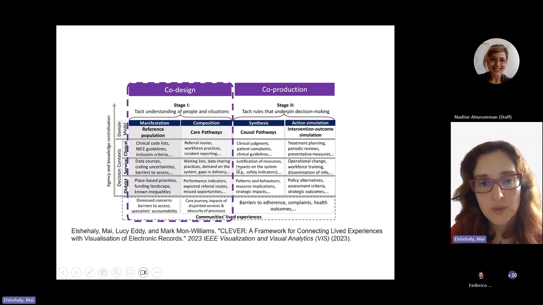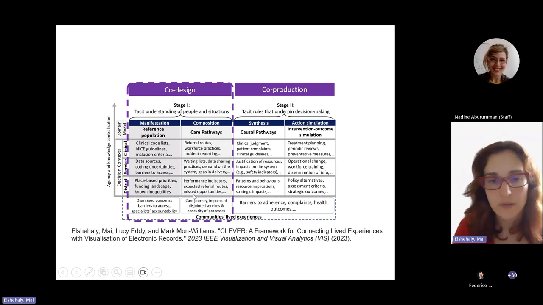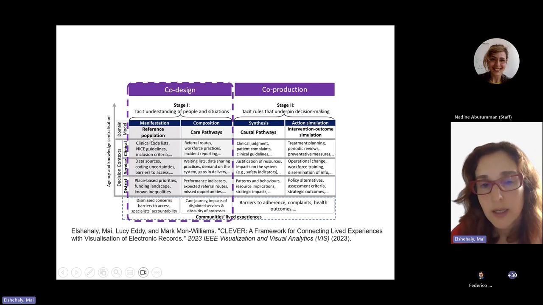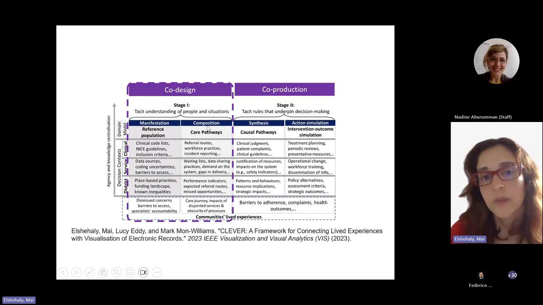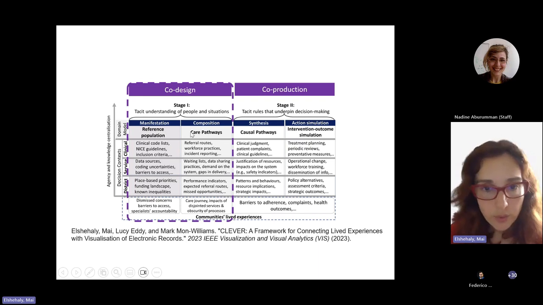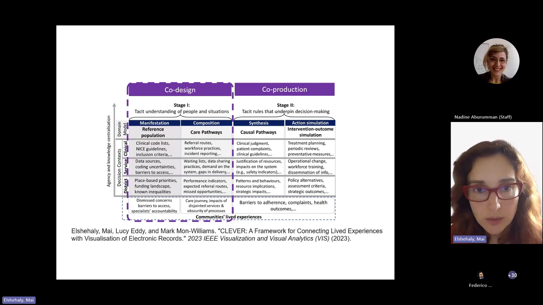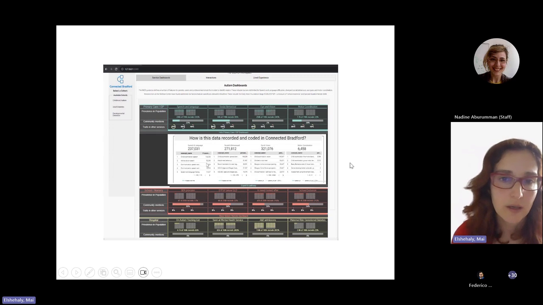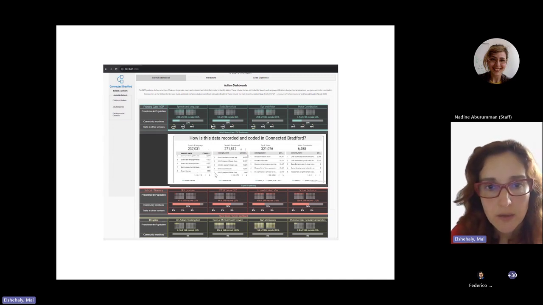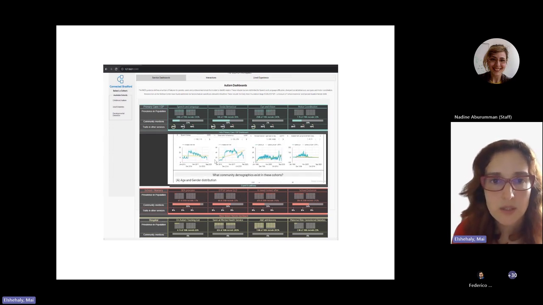But our current design and development effort is mainly focusing on this first stage, which is basically looking at how population can manifest itself, both in the routinely collected data, but also in how people describe this population and the care pathways that they go through, so the different services that they encounter in their journey.